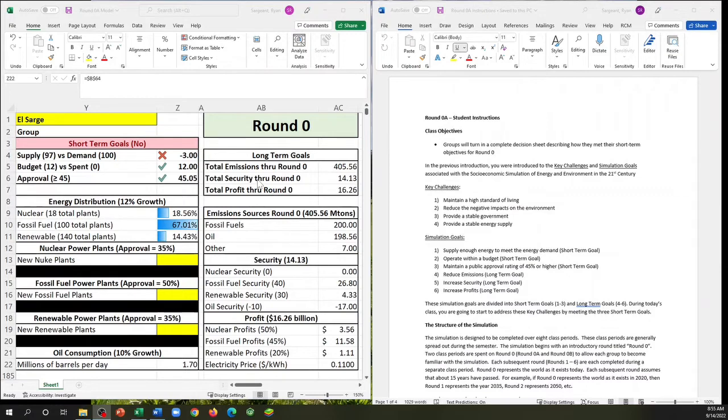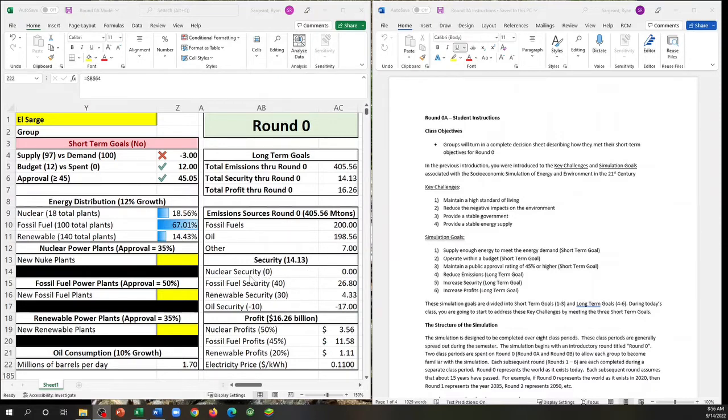Your security score is kind of arbitrary, it's not very well defined, but it's basically asking the question, how long can you continue to do the thing that you're doing without creating massive problems? Different power plants have different security impacts, and those are spelled out right here in this security block. The security score that you have at round zero when the activity starts is 14.13. That number is arbitrary. Just think about it as a baseline. That's where you're starting, and you want your security to go up.